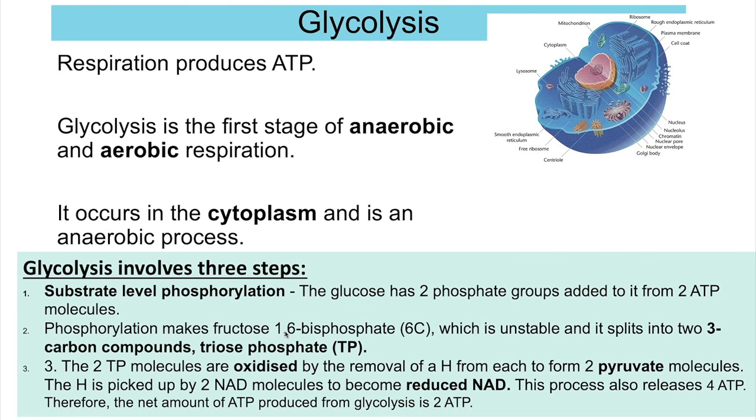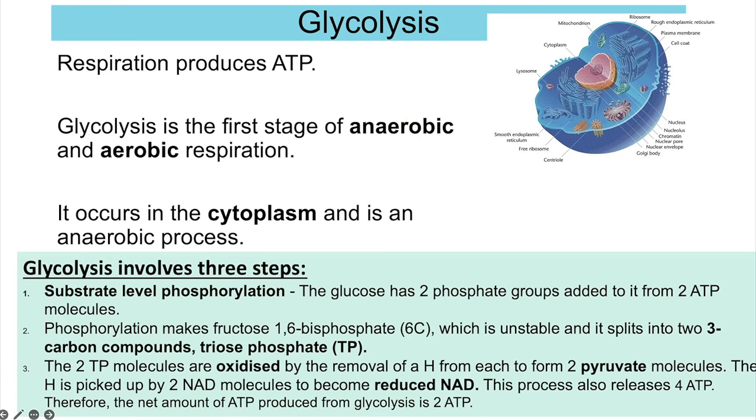And this stage is where you are producing a small amount of ATP, but you also use a small amount of ATP. We said already it happens in the cytoplasm, and this stage doesn't require any oxygen, and therefore it occurs in both anaerobic and aerobic respiration. And there are 3 key steps that you need to know.